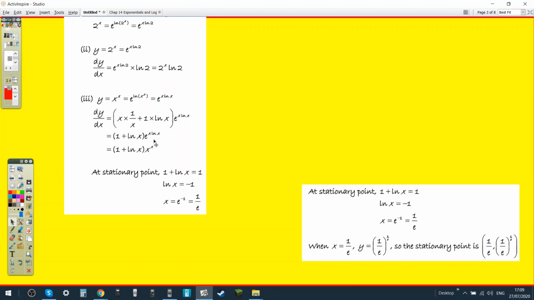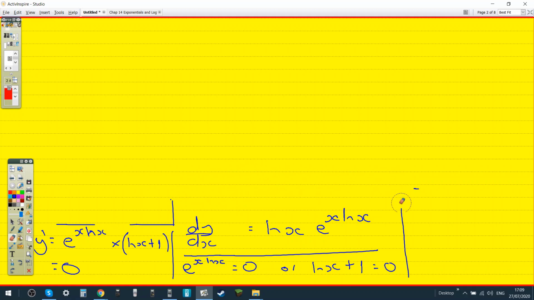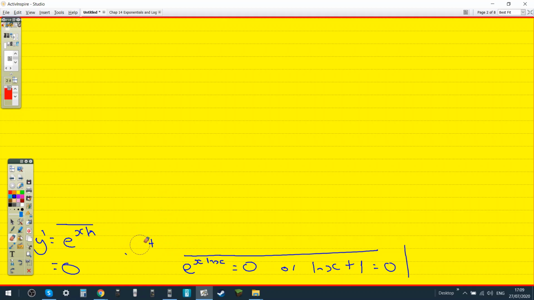1 plus ln x. Oh, it's the same as x to the x. Oh, you can have ln x equals minus 1. I didn't know you could. What is the solution for ln x plus 1 equals 0? Ln x is equal to minus 1. Okay. And then x is equal to e to the minus 1, which is 1 over e.